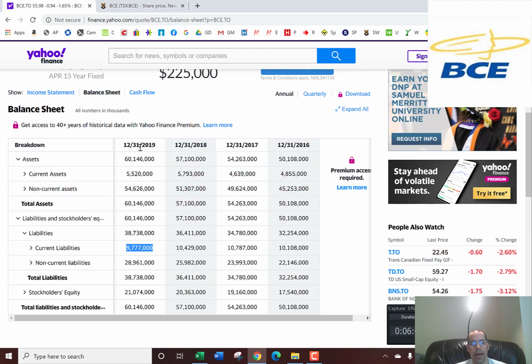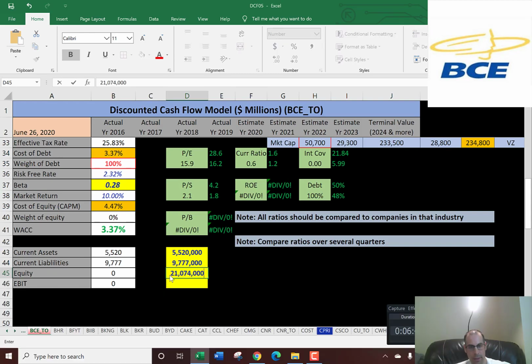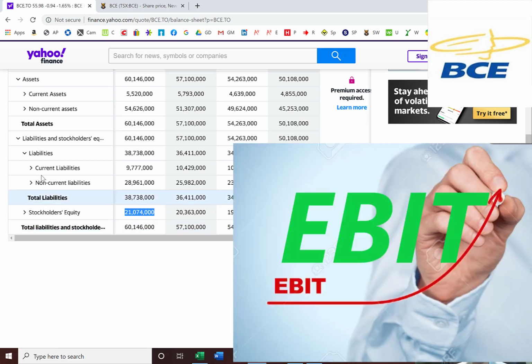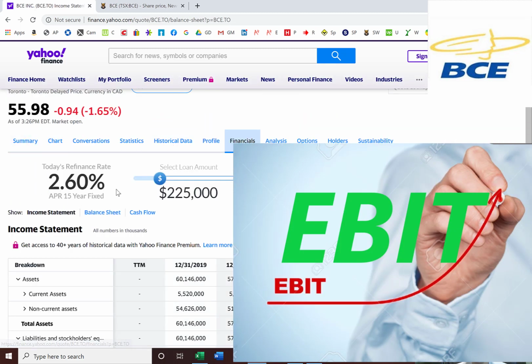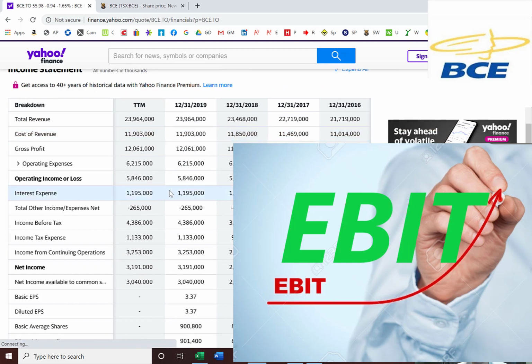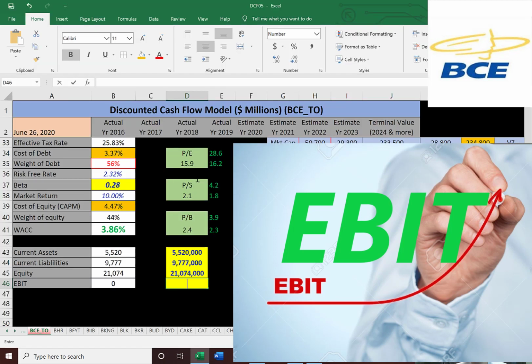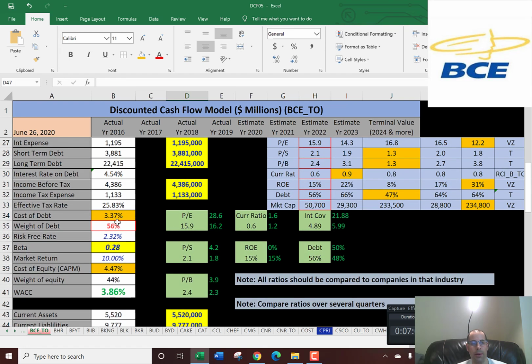And next we need the equity, and that's the value of the company according to the balance sheet. That's total assets minus total liabilities. That's 21 billion. We also need their EBIT, earnings before interest and taxes, or operating income. And this is the amount the company earns from their operational business, but before they pay interest and taxes. And that's 5.8 billion.